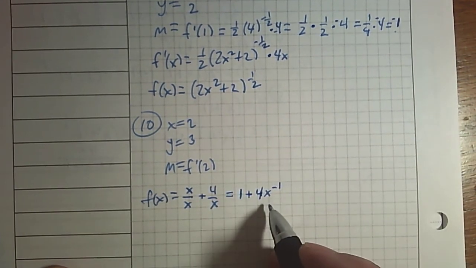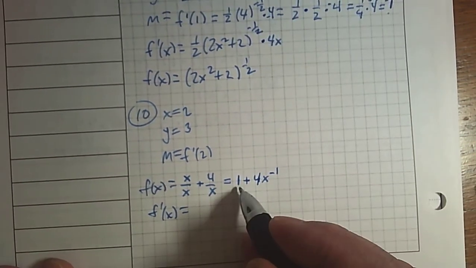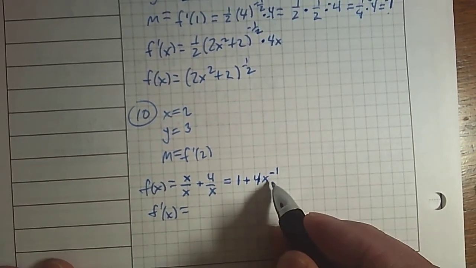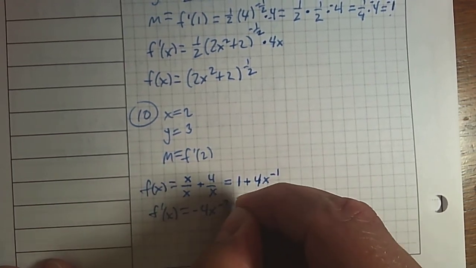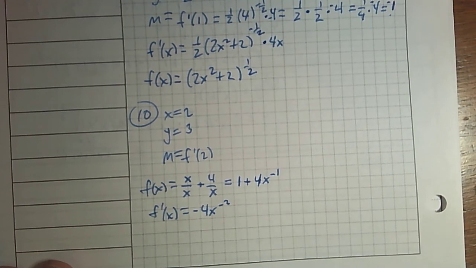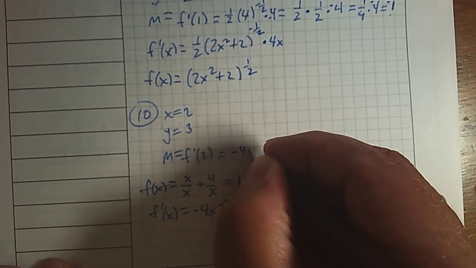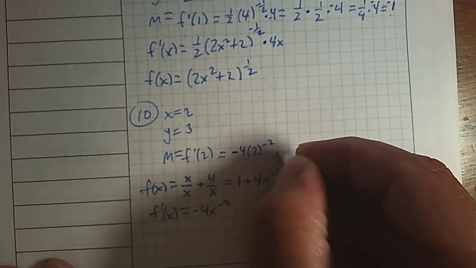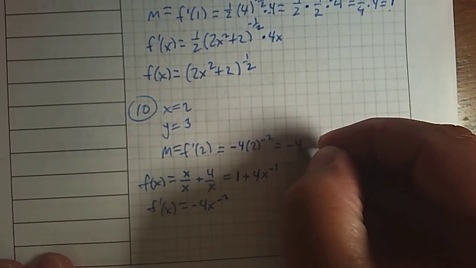Now it's calculus friendly. So if I take the derivative of this, the derivative of 1 is 0. The derivative of this, negative 1 times 4, is negative 4. And subtract 1 from the exponent. So now this is far simpler to take the derivative and then plug in positive 2 to find the slope when x is 2. So we have a negative 4.